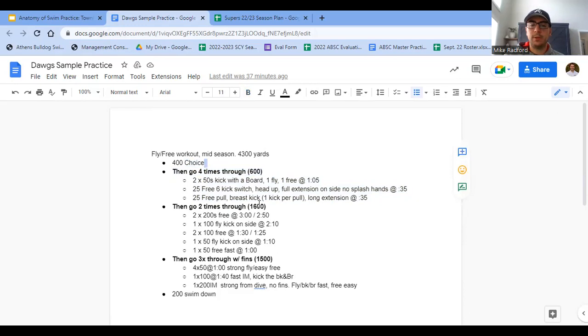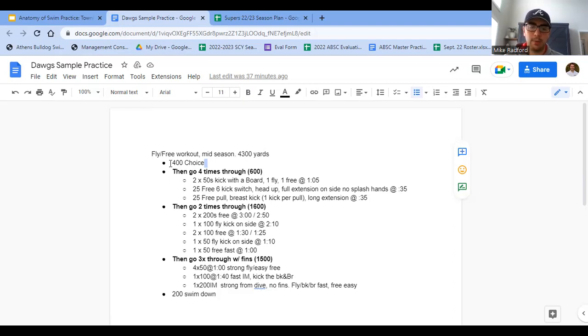Then they go two times through sort of a freestyle and butterfly/underwater dolphin kicking set. And they finish by going 3 times through sort of their main racing set of the day, where they do a 450s with fins on. The first 25 is fast fly. The second 25 is easy free. Then they go 100 fast IM, where they kick the back and breast and swim the fly and free. And then they go a 200 IM strong off the blocks. And it's 3 times through all that.